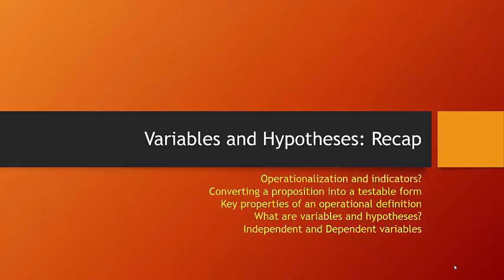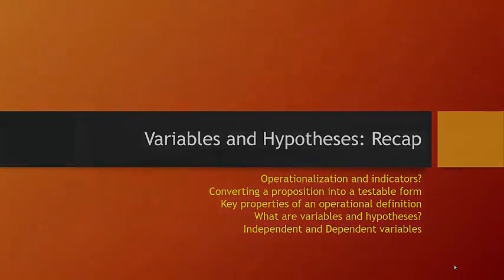So to recap, we've looked at operationalization and indicators. We've thought about converting a proposition that links two concepts into a testable form. We've thought about the key properties of operational definitions, what are variables and what are hypotheses, and the role that independent and dependent variables play within our hypotheses. Great job so far. When we move forward, we're going to actually look at some of the common problems with stating a good hypothesis. That's it for now.